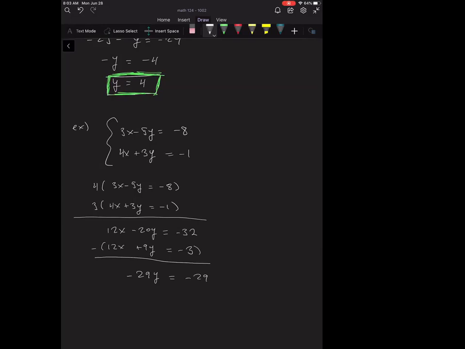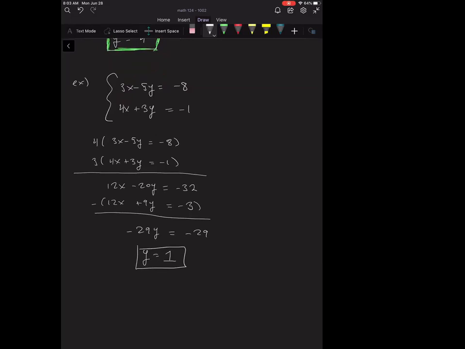So we divide by the minus 29, and we're going to get y is equal to positive 1. Okay, so we found one of our things. So now we just got to take any of our original equations and plug in y equals 1. Let's just take the first equation.